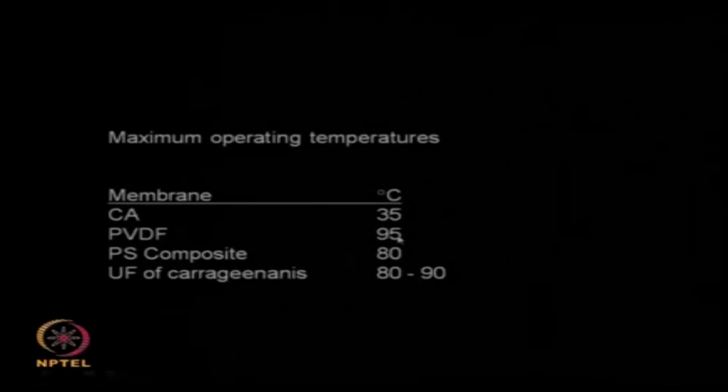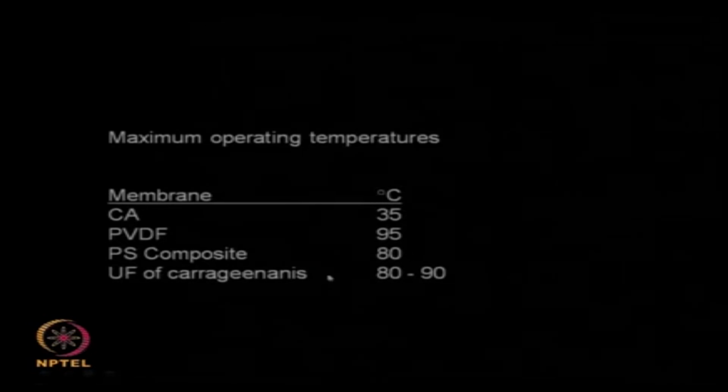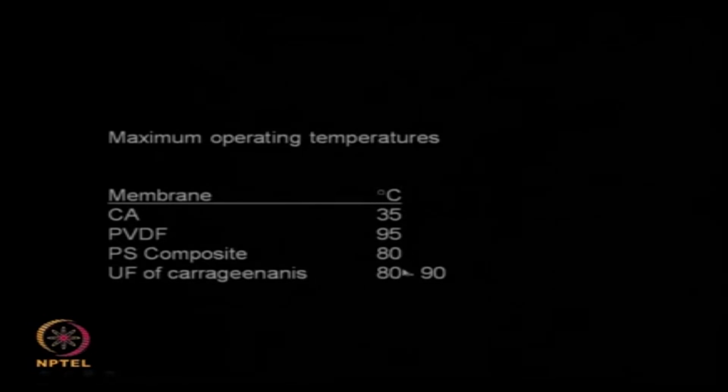If you look at PVDF, we can go quite high, almost 95 degrees, polysulfone composites about 80 degrees, and carrageenan is about 80 to 90 degrees. So for biopolymer type of material, hydrophilic material, temperatures always have to be very low. Hydrophobic synthetic polymers, even polycarbonate or polyethylenes, we can go up in temperature of operation.